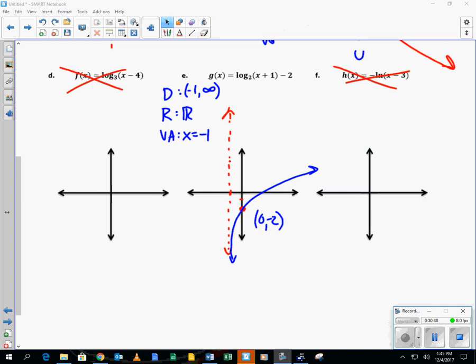So the parent function says that we start down, we head up like that. So since there's not a negative here, we're going to continue with that shape, because the negative out front makes a vertical flip. So you can see we have a domain of -1 to infinity. Our range is all real numbers. Our vertical asymptote is x is equal to -1. It should pass through the point 0, -2. Okay. Any questions on letter E?